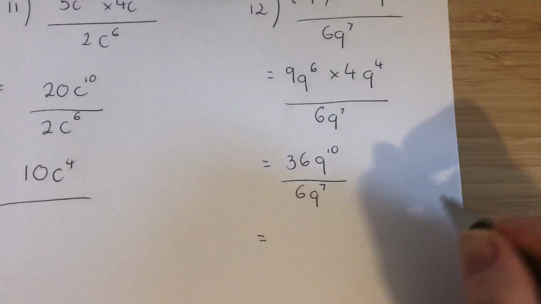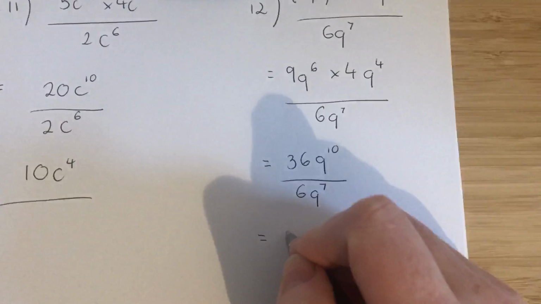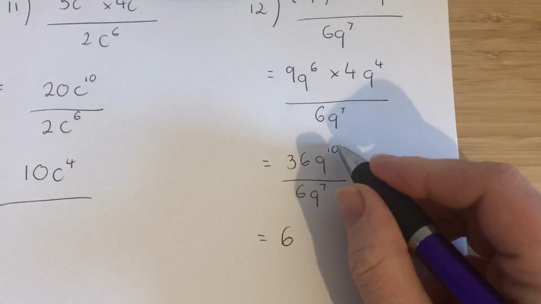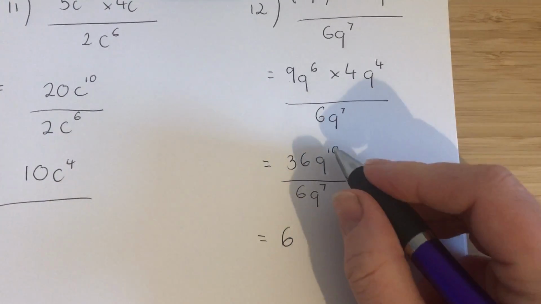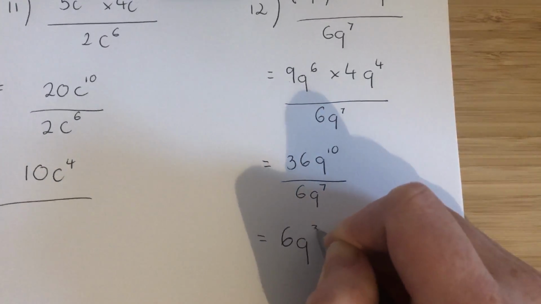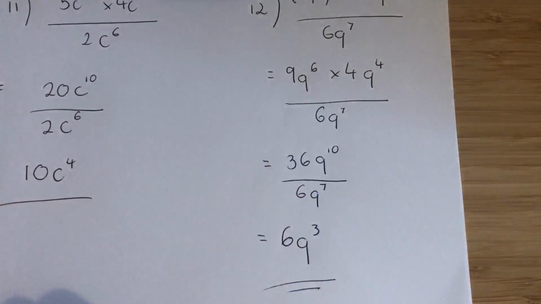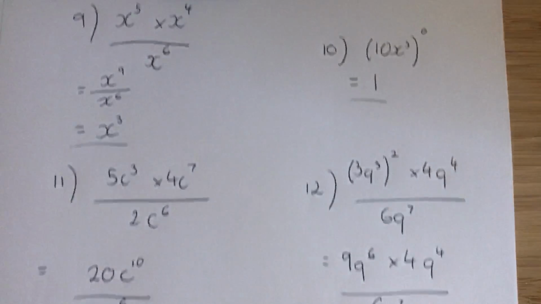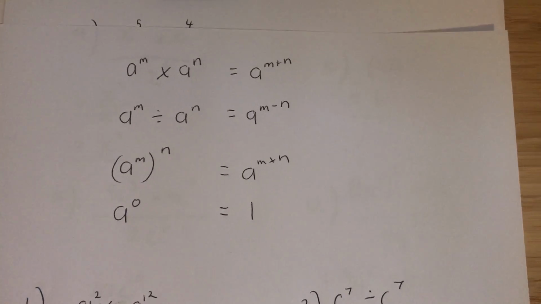And then last little bit, dividing here. 36 divided by 6, 6. Q to the power of 10 divided by q to the power of 7. We're dividing, so you're subtracting the powers. Q cubed. And that's you. That's just a little bit of using the first 4 rules here in some questions, so you can try some of your own now.